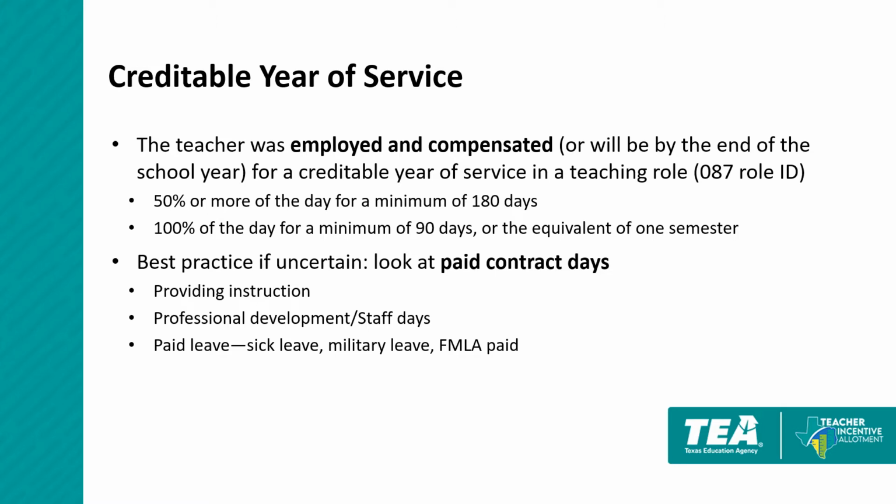In order for teachers to earn a new designation through a local system or to generate an annual allotment once designated, teachers must be employed and compensated for a creditable year of service in a teaching role, or will be employed and compensated for a creditable year of service by the end of the school year. We define a teaching role as a 087 role ID. Creditable year of service is 50% or more of the day in a teaching role for a minimum of 180 days, or 100% of the day for a minimum of 90 days, or the equivalent of one semester.